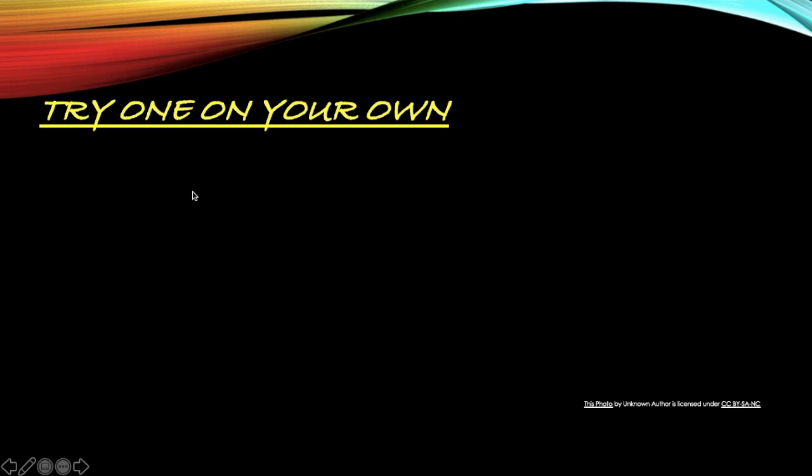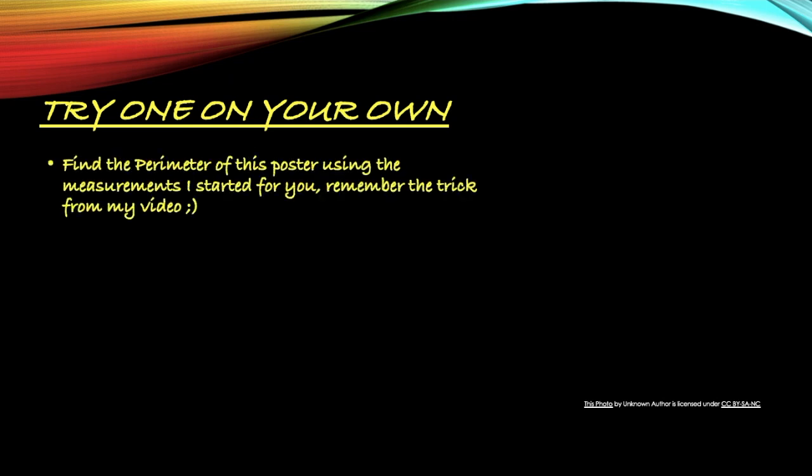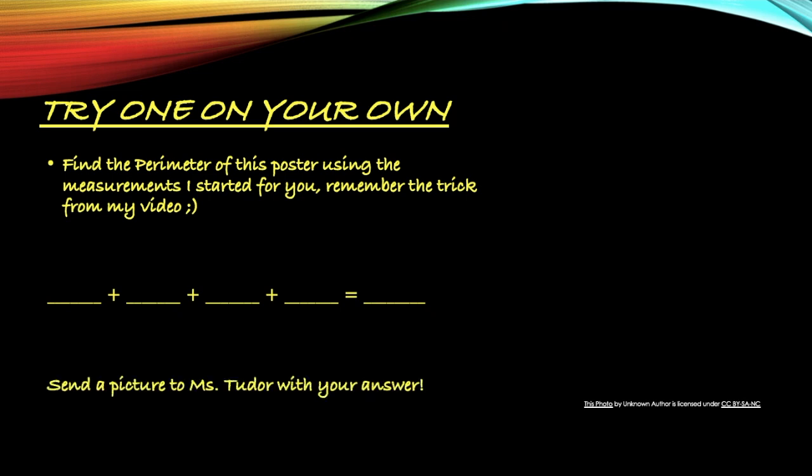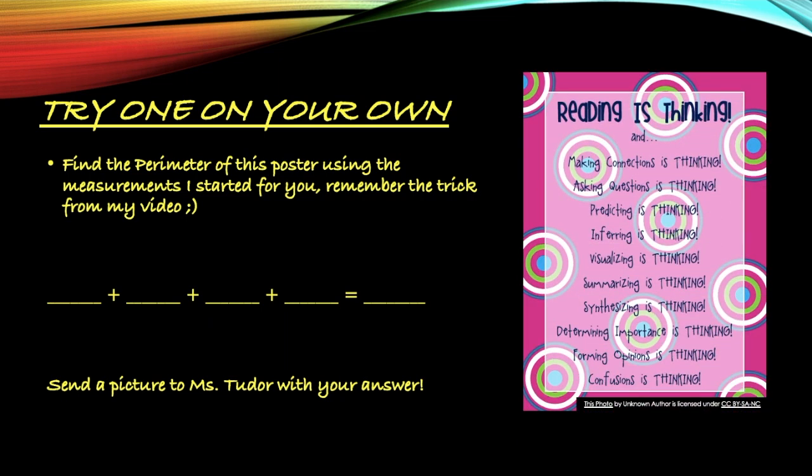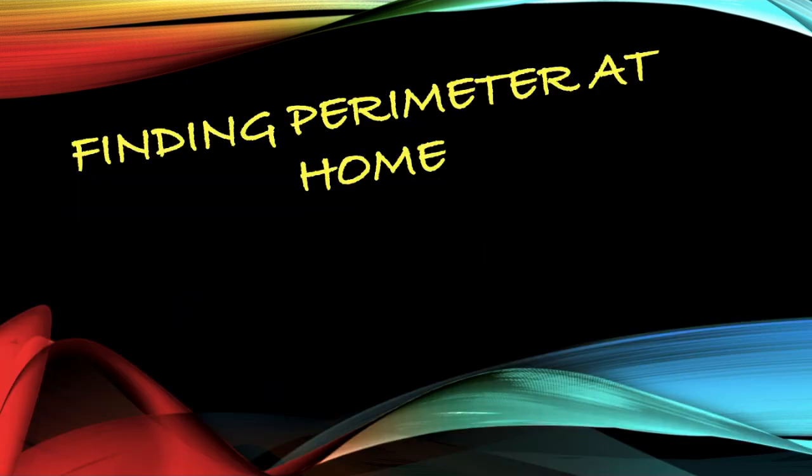Now I want you to try one on your own. Find the perimeter of this poster using the measurements I started for you. Remember the trick from my video to help you. So you'll fill in the blanks there and send a picture to me with your answer. And here is the poster I want you to measure. 12 centimeters on top, 20 centimeters on the side. So remember that trick from my video.